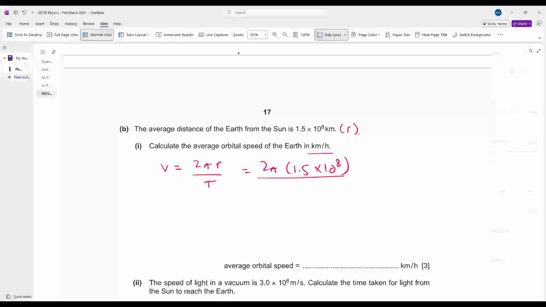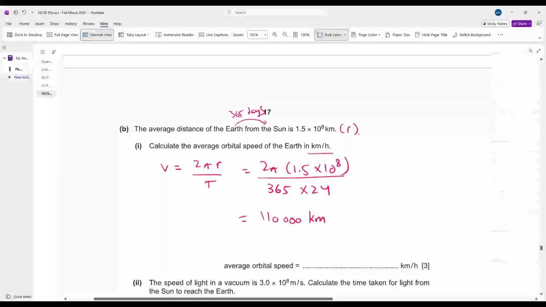Now बेटा, do you understand that अर्थ जो है वो सन के अराउंड रोटेट करता है in 365 days. How many hours do we have in 365 days? 365 multiplied by 24 hours in one day. Can you calculate the average orbital speed? हाँ जी, एवरेज ऑर्बिटल स्पीड निकाल लोगे. 11000 kilometer per hour. Simple. You can also put it in a standard form if you want to.